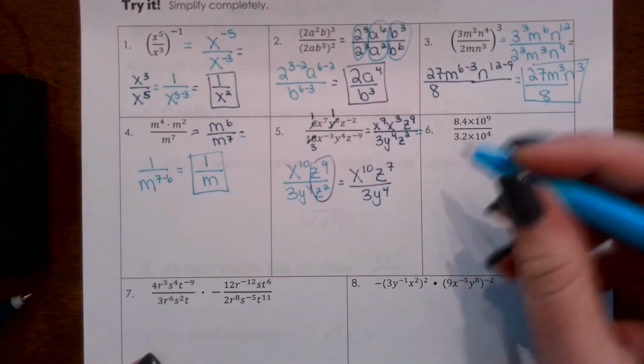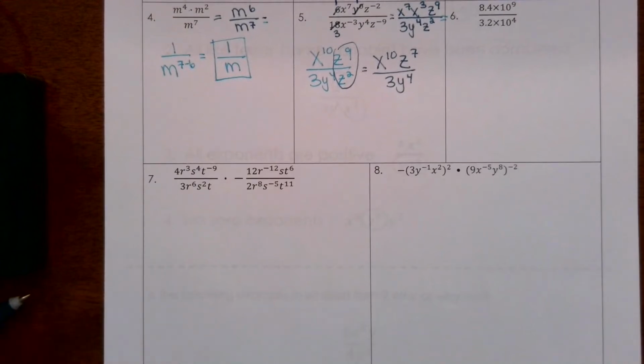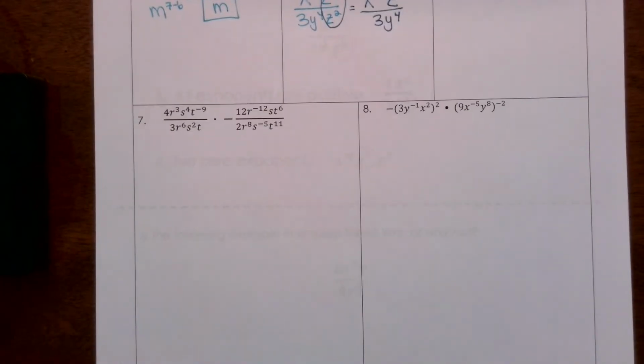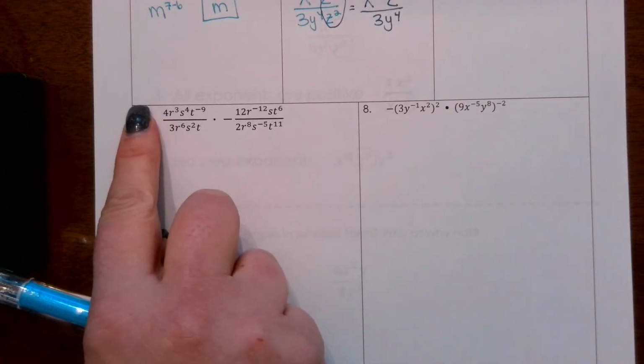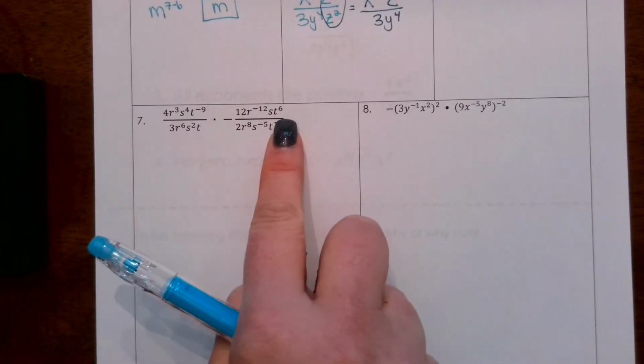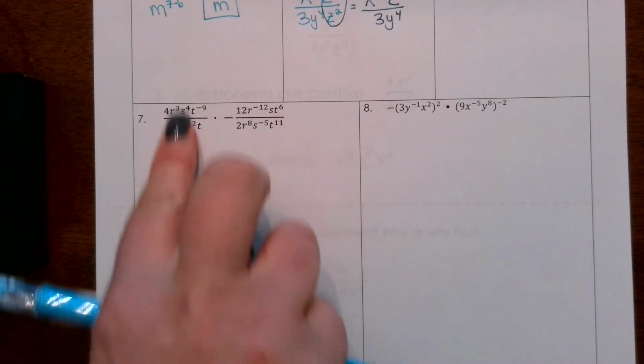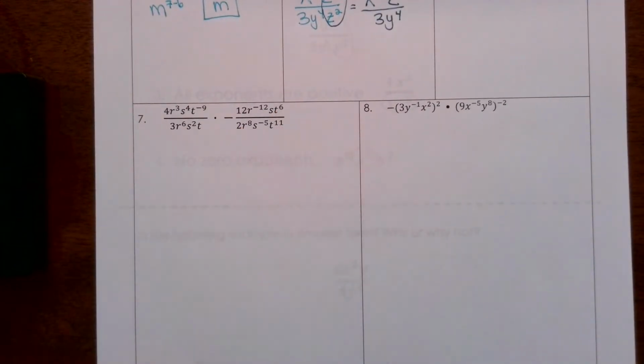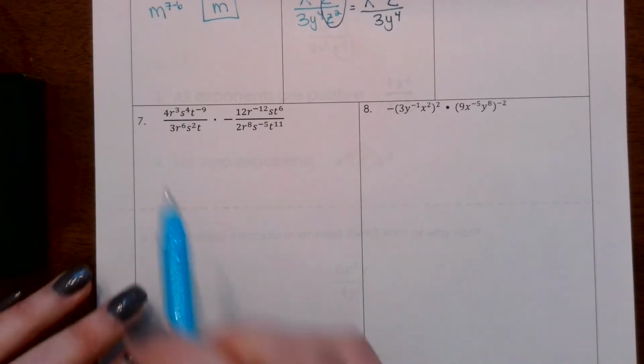Alrighty, we're not going to do number 6. We're going to move right on to number 7 because that's the scientific notation. If I look at number 7, I have got some fraction multiplication. But before I do that, I do want to try to simplify what's going on in this fraction. So let's take a look.